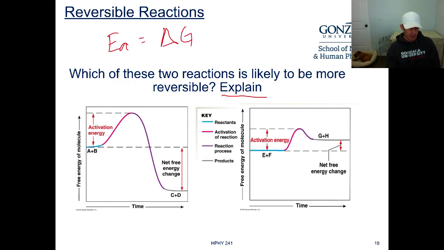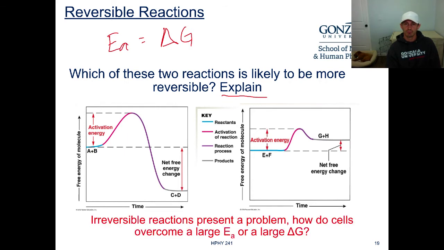I want you to discuss with each other, based on what you know so far, which of these is more likely to be reversible. The other concept here is that irreversible reactions present a problem. How do cells overcome a large activation energy or a large change of G? And really what I should say is we're mostly going to focus on that. How do cells overcome a large activation energy?